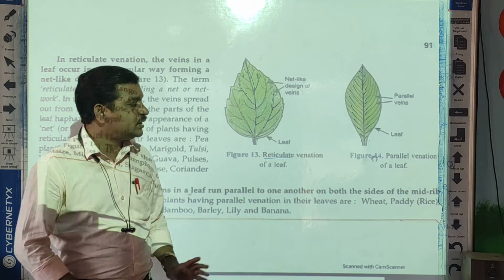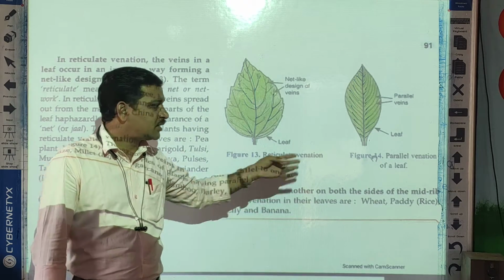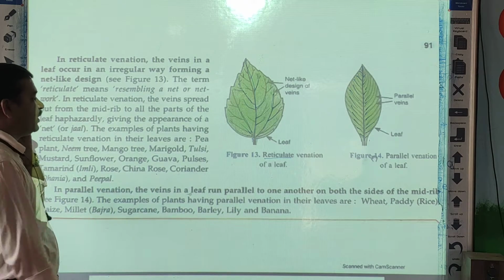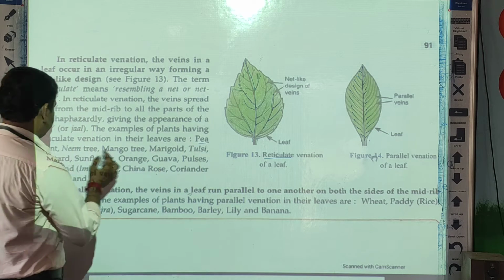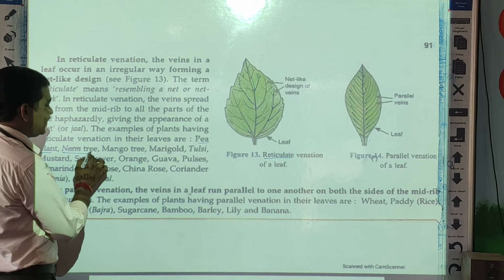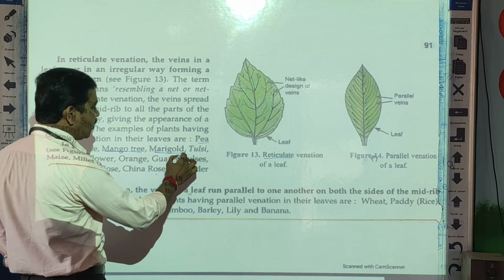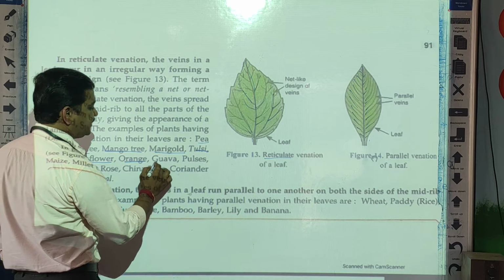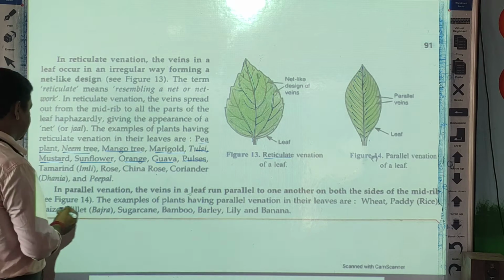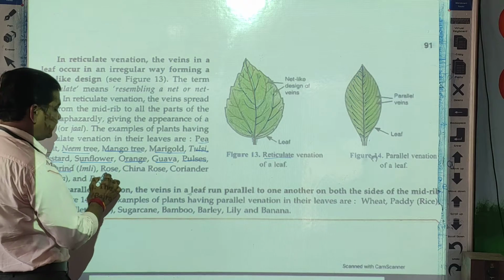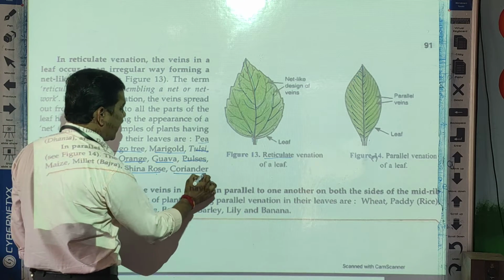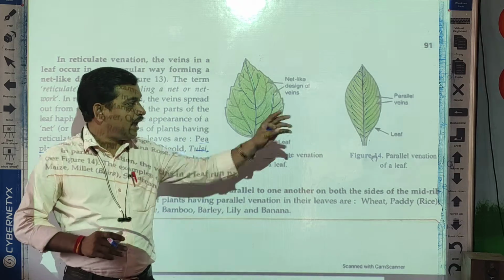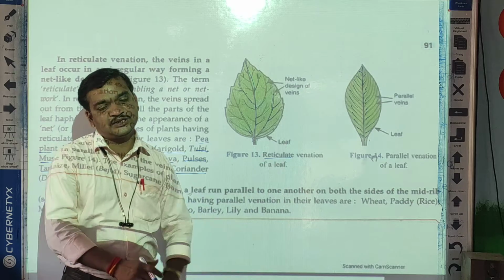So what are the examples of reticulate venation and parallel venation? Here are some examples of reticulate venation: peepal, neem tree, mango tree, marigold, tulsi, mustard, sunflower, orange, guava and pulses, tamarind or imli, rose, china rose and coriander. All these plants have leaves with reticulate venation.